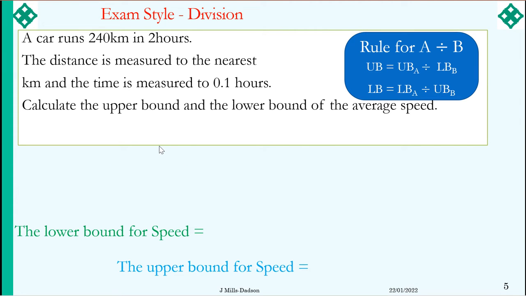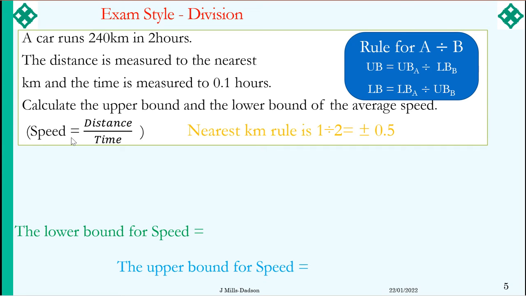Let's look at this exam style question. A car runs 240 kilometers in 2 hours. The distance is measured to the nearest kilometer, and the time is measured to 0.1 hours. Calculate the upper bound and lower bound of the average speed. So you must first know the formula for average speed. Speed is distance divided by time. Now let's check the rules.